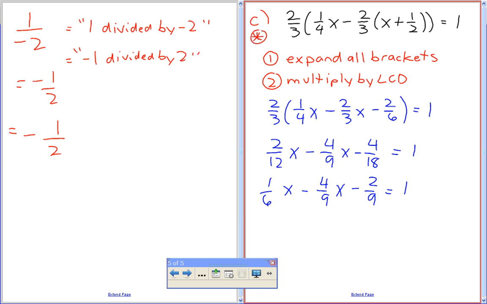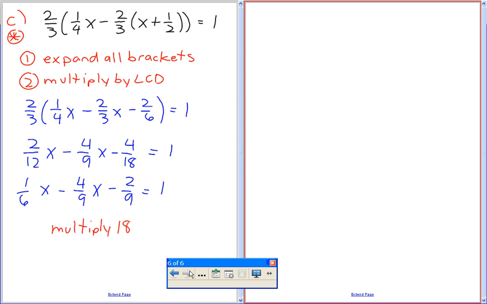Okay, now for the difficult part. What is my LCD? Someone from the front, please. Okay, go ahead, Tasha. 18. 18. 36 will work too, but 18. So I'm going to multiply by 18. Now, if you did yours differently, and you're saying, Mr. Sadler, I didn't do mine like this, that's okay, as long as we get the same answer.